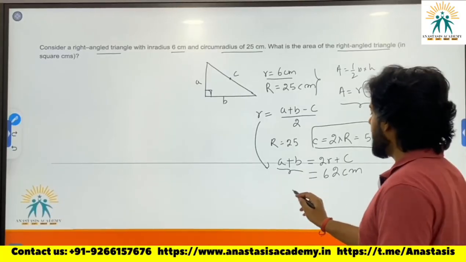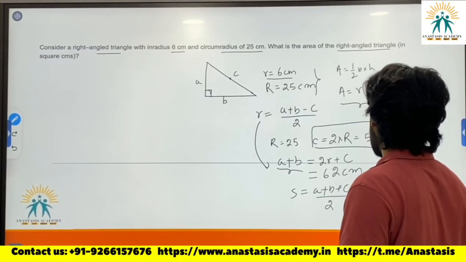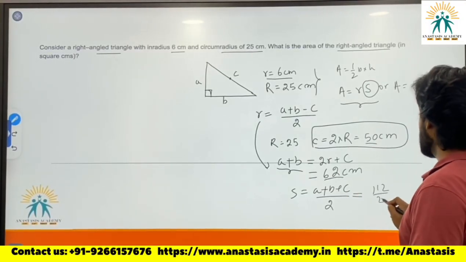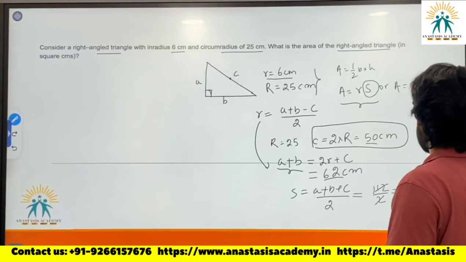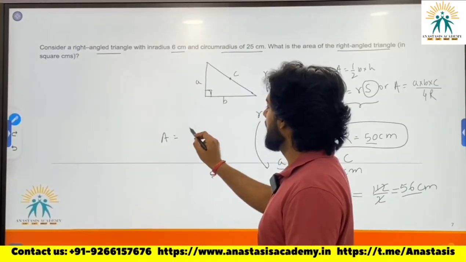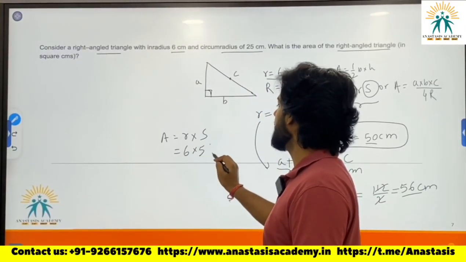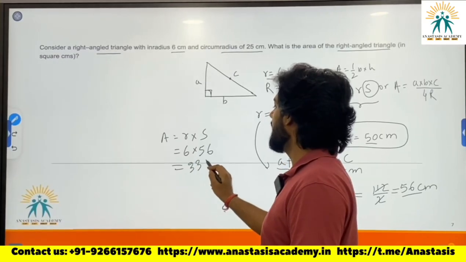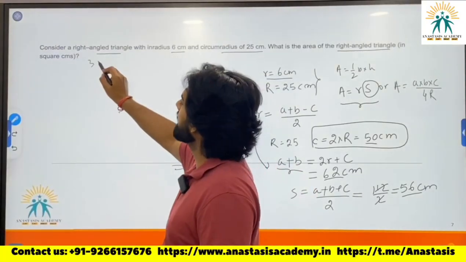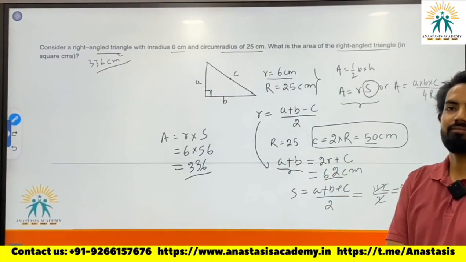Now the semi perimeter of this triangle would be (A plus B plus C) by 2, and that is 62 plus 50, that is 112, divided by 2, and it is equal to 56 centimeter. So the area of this triangle will be inradius into semi perimeter, that is 6 into 56, which becomes 336. So the correct answer to this question is 336 centimeter square. Next.